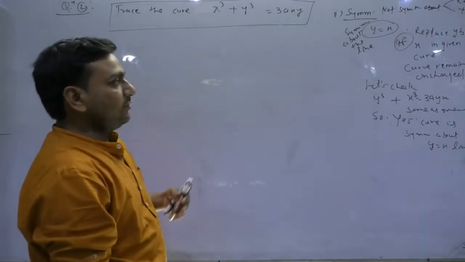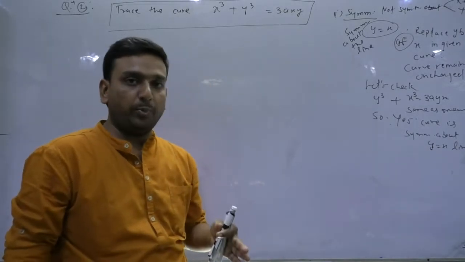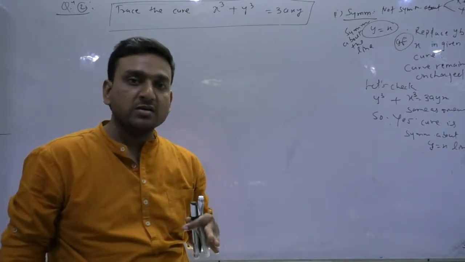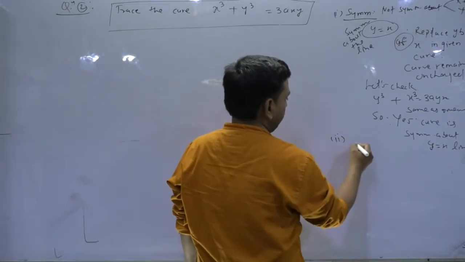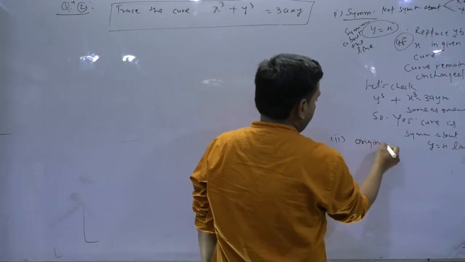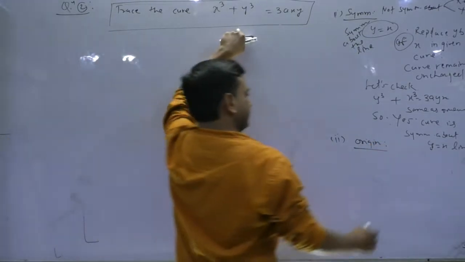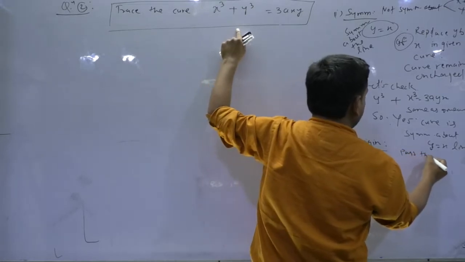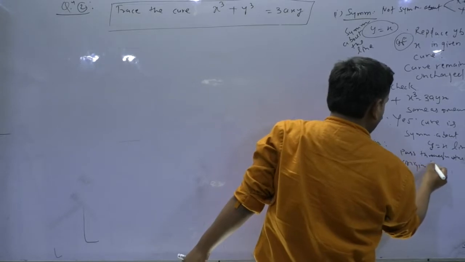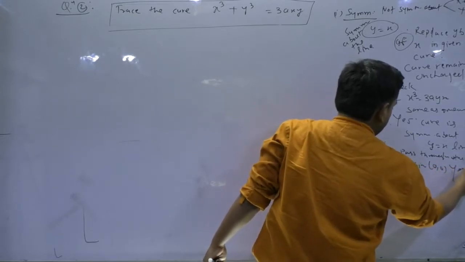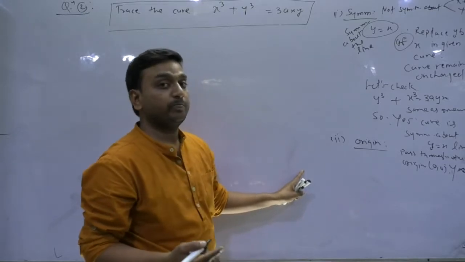After this we need to understand whether the origin is a double point, and whether it is a node or a cusp. Second, does this curve pass through the origin? Yes, it passes through the origin. Okay. After that, what do we do?